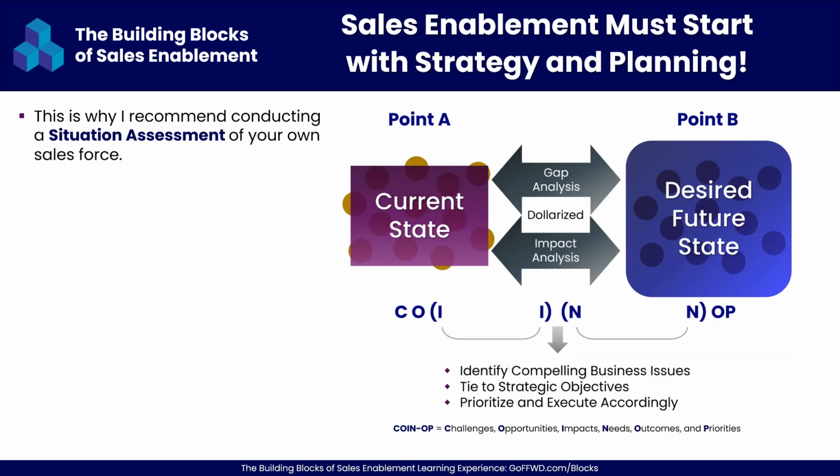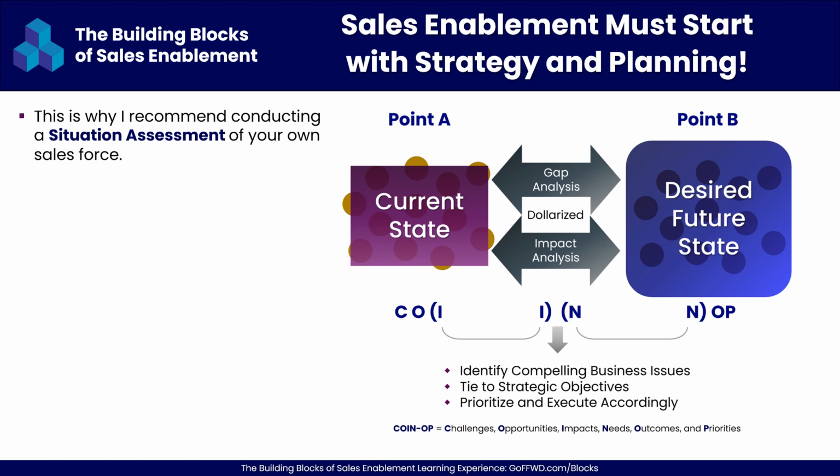Now, if you follow my work, you have certainly seen this before. This is a situation assessment. And what we're talking about is why I recommend conducting a situation assessment of your very own sales force. It starts with point A, or the current state, and then point B, or the desired future state. You can use COIN-UP as you analyze this. What are the challenges or opportunities in the current state and the impacts of not addressing those?